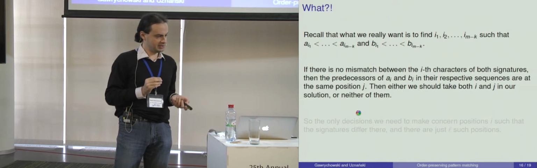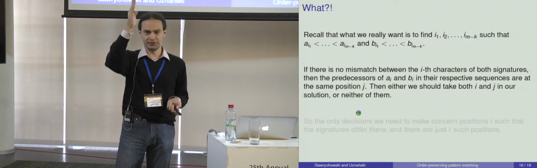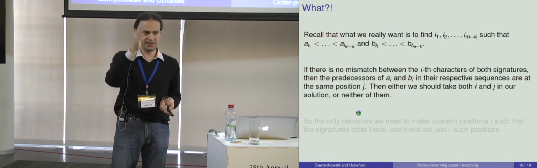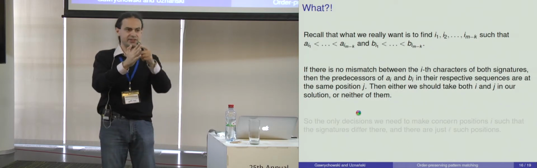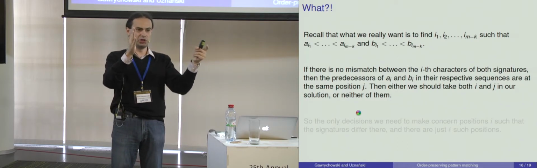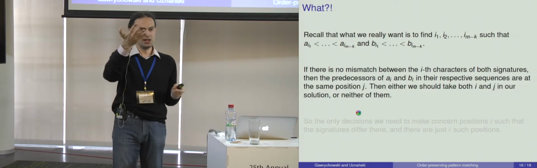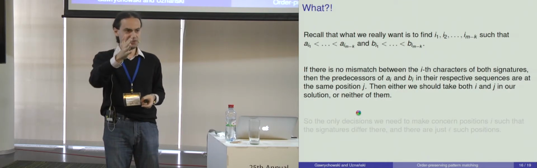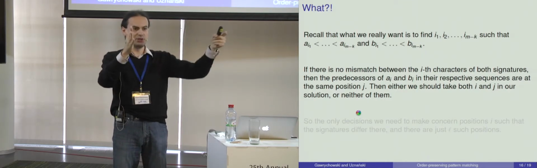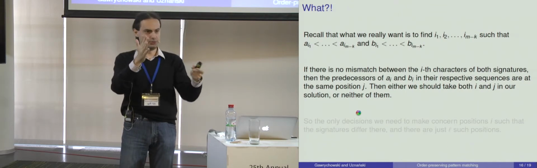And now the thing is, if you have the ith characters of both signatures, which are the same, it means that their predecessors are at the same positions in both sequences. So you have some element, I don't know, 17 and 29 in both sequences, and the predecessors are at the same position, like 7 positions to the left or to the right.